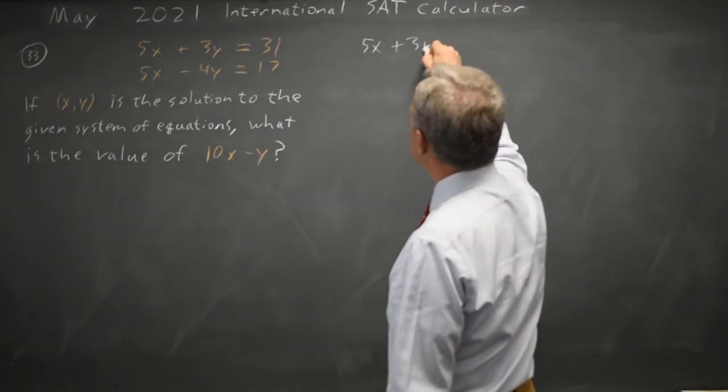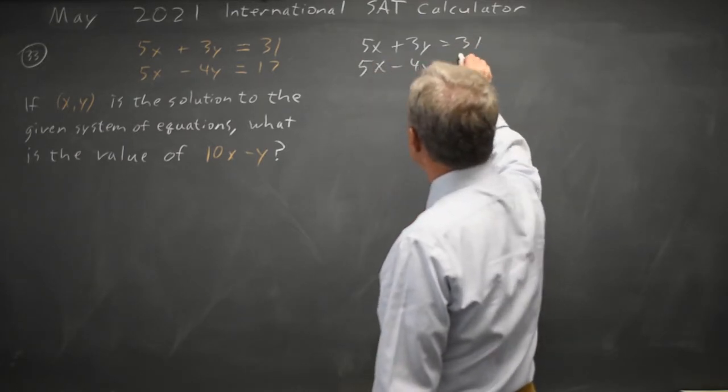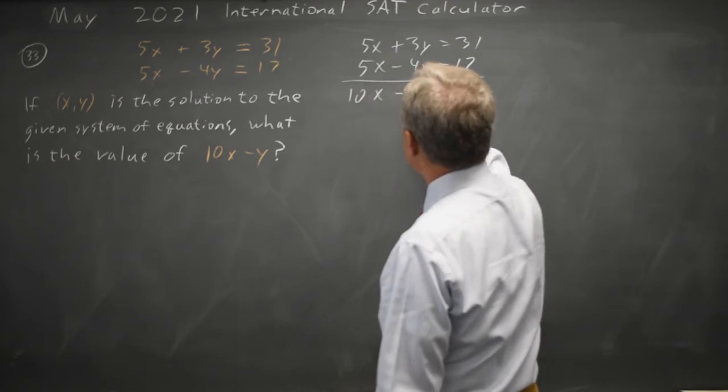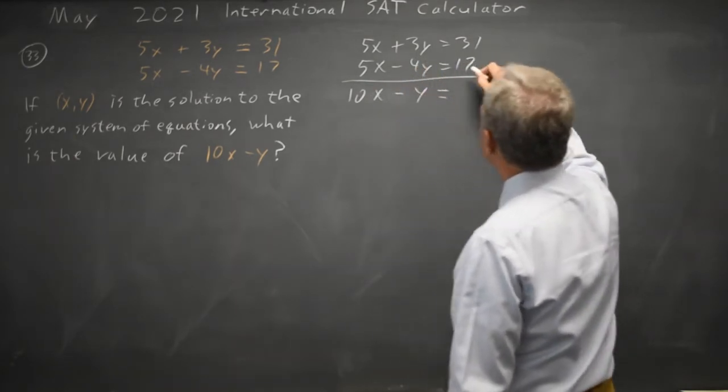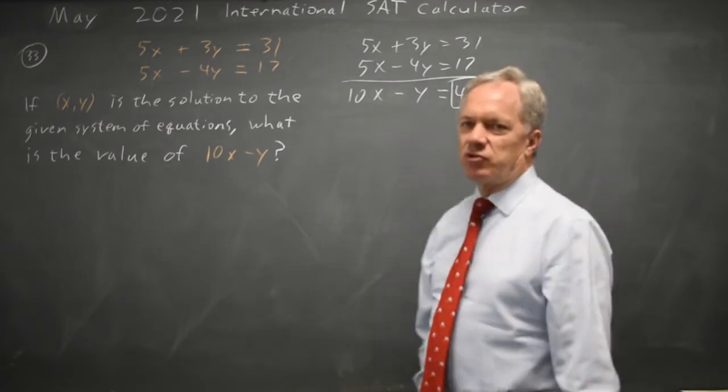5x plus 3y equals 31. 5x minus 4y equals 17. Since they're equal, I can add and get 10x minus 1y equals 31 plus 17, which is 48. The answer will be 48.